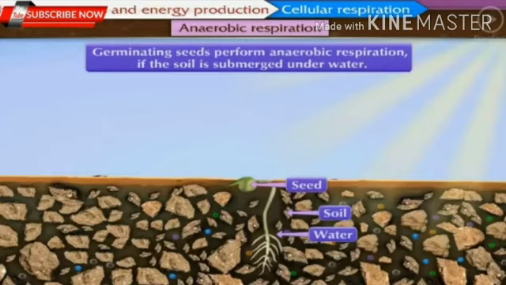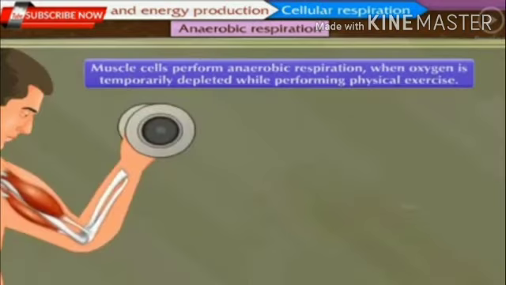Let's learn the other examples of anaerobic respiration. First, that is germination of seeds. Germinating seeds also perform anaerobic respiration if the soil is submerged under water. Here, in some situations like heavy rainfall, due to the deposition of water, the soil is submerged under water. And so, the seeds cannot get oxygen from air. At that time, the germinating seeds perform anaerobic respiration.